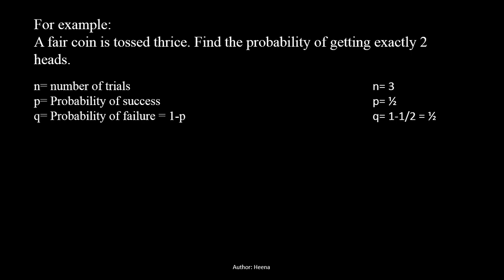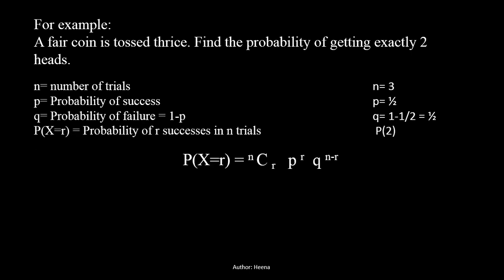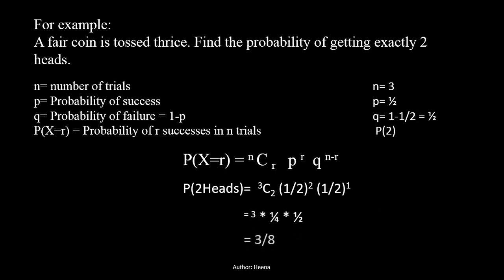We have to find the probability of getting exactly two heads, so we will apply the formula here, that is P(X = r) = nCr p^r q^(n-r). So the formula will be 3C2 times (1 by 2) raised to the power 2 times (1 by 2) raised to the power 1. We can calculate, and the answer will be 3 by 8.